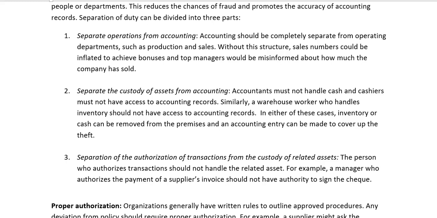Finally, three, separation of the authorization of transactions from the custody of related assets. The person who authorizes the transaction should not handle the related asset. For example, a manager who authorizes the payment of a supplier's invoice should not have the authority to sign the check. So once again, if someone is responsible for checking off what has been delivered and they're also responsible for signing the check, that's probably not a great idea.